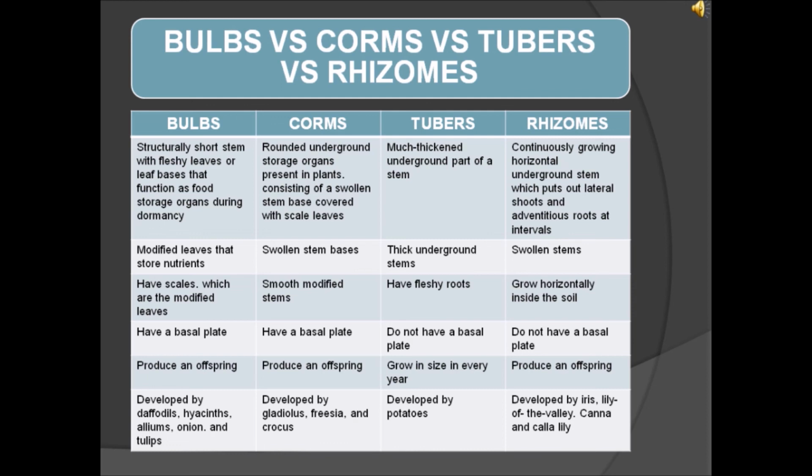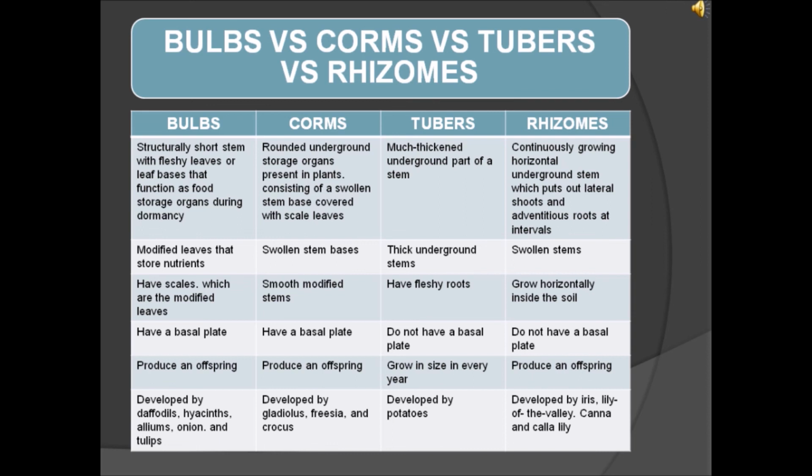Bulbs have a basal plate. Corms have a basal plate. Tubers do not have a basal plate. Rhizomes do not have a basal plate. Bulbs produce offspring. Corms produce offspring. Tubers grow in size every year. Rhizomes produce offspring.